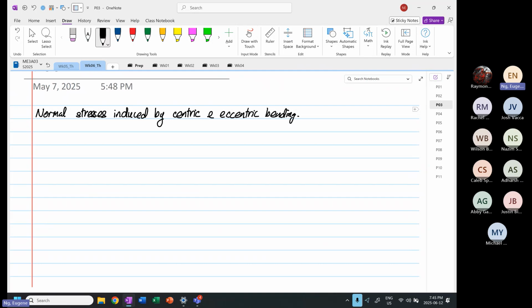Okay, right. So in general, there are four different types of bending configuration of bending moment.